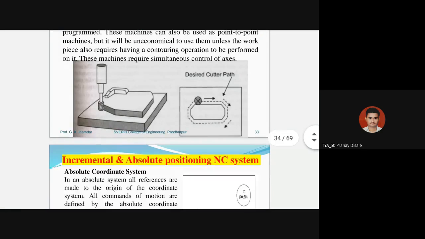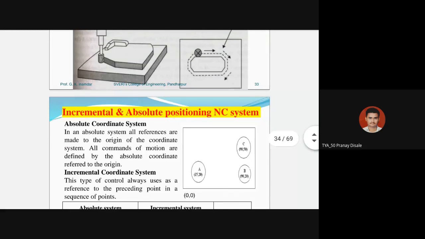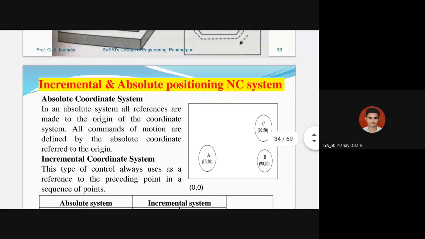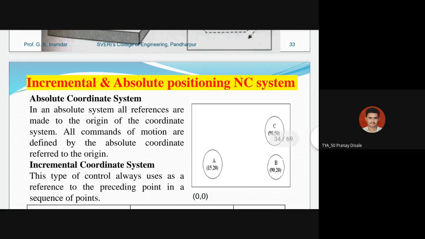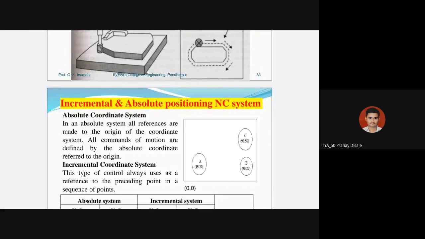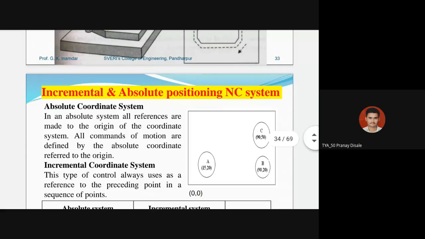Okay, now the next type is the incremental and absolute positioning NC system. What is incremental and absolute positioning? It is nothing but giving the direction. Suppose in the first figure, in the point to point NC system, we studied only that the tool will follow a point. Now what is the location of that point? The incremental and absolute positioning NC system is based on the location of the operation.